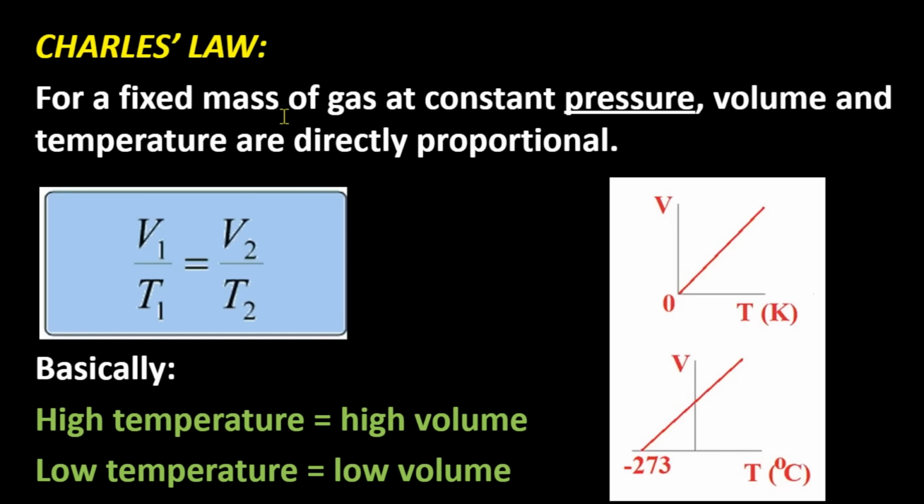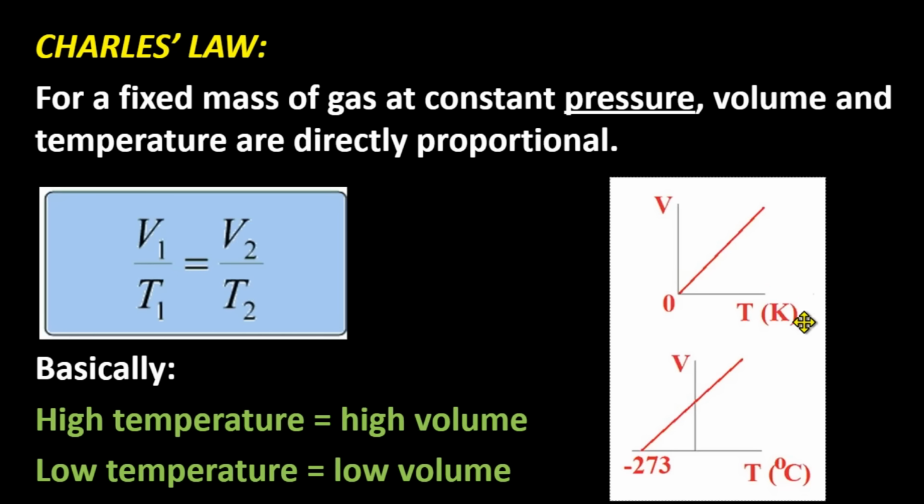Charles' law states that for a fixed mass of gas at constant pressure, volume and temperature are directly proportional. The formula is given as V1/T1 = V2/T2. Basically, this means that if you have a high temperature, that gas is going to occupy a high volume. A low temperature is going to occupy a low volume. So this will be the two graphs here.